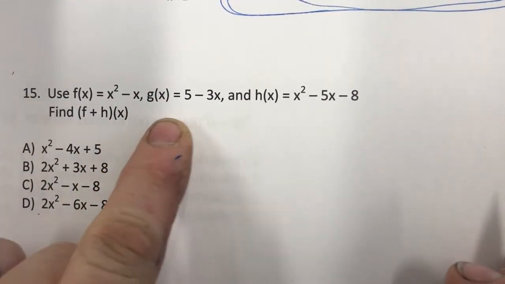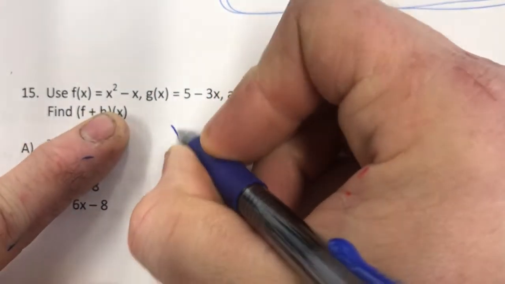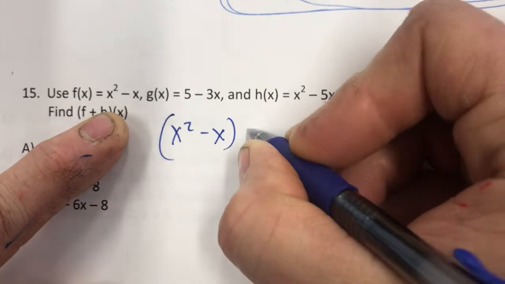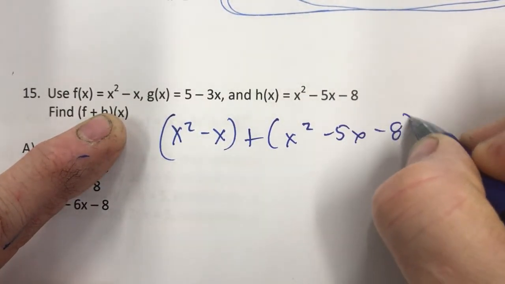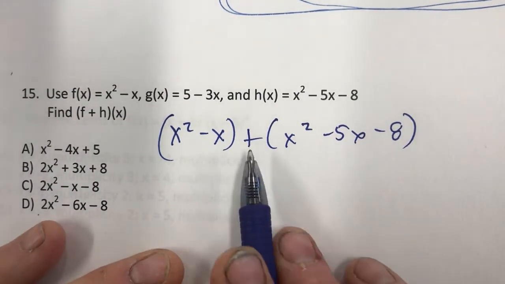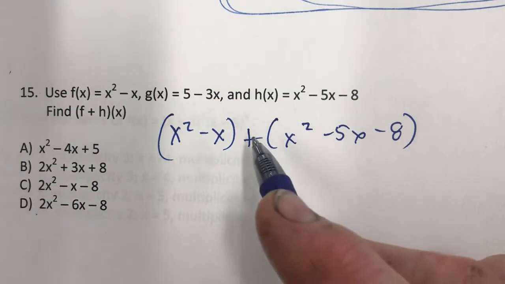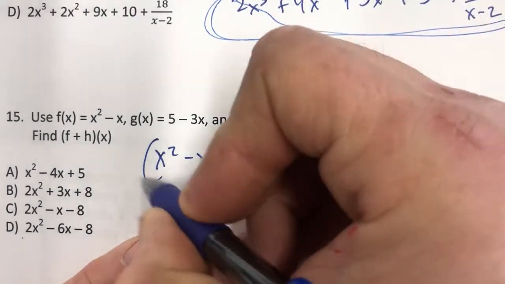Number 15. Okay, use these functions here to find f plus h. So here's f plus, and then here's h over here. I'm going to add those together. So start with my highest power. This is a plus, so we don't have to do any changing. If it's a minus, we do changing. But my highest power looks like x squared.